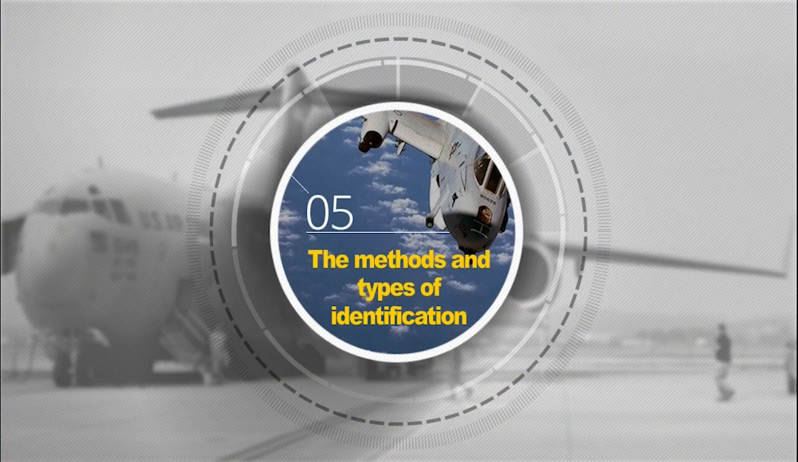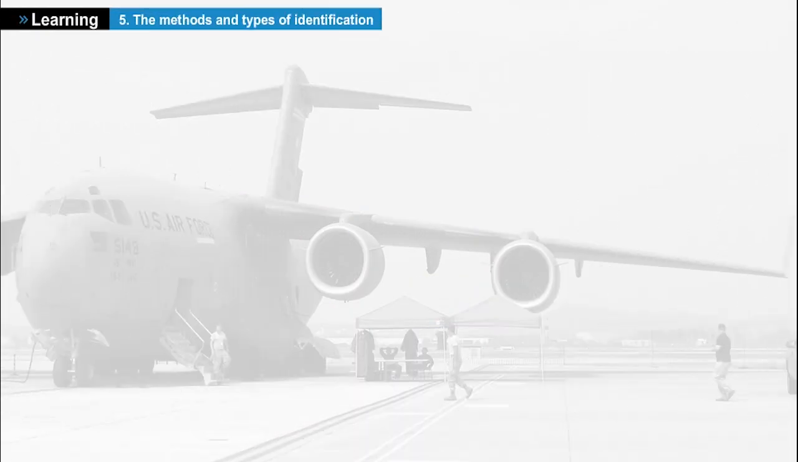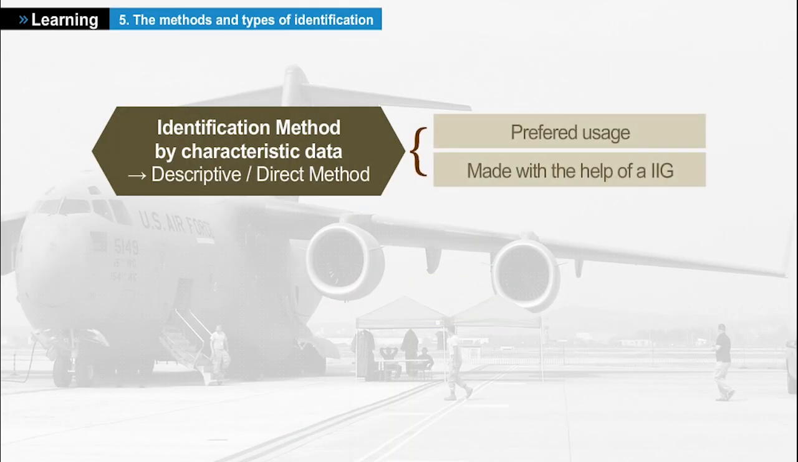5. The methods and types of identification. We saw earlier that the term item of supply means an item of production or group of items of production defined by a logistics service to meet a particular need. Based on logistical and technical considerations, the codifier establishes the identity of the item of supply.